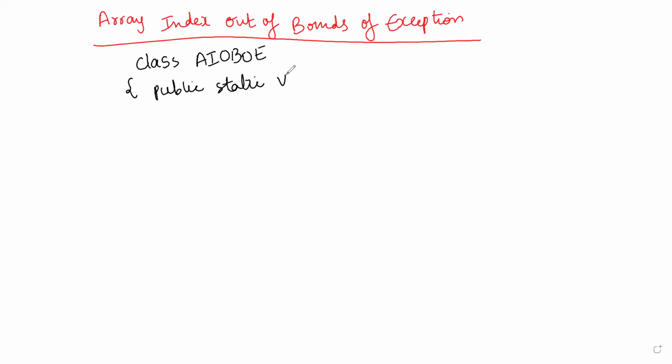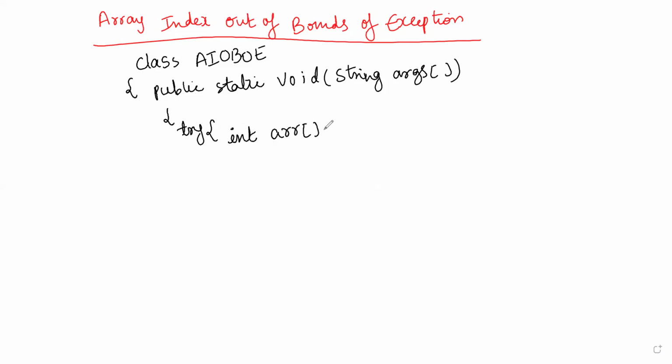The purpose of public static void main is that the program execution will start from the main, with String args. This is the syntax to write the main. Now let me write the try block. In the try block we are going to write int array is equal to 1 3 5 7. Then I am going to print System.out.println a of 10.